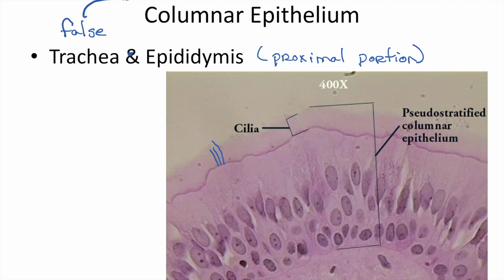So it looks like there are multiple layers of cells here because you have several different groups of nuclei at different levels. But in reality, every single one of these cells has part of its cell membrane that comes down and touches this basement membrane here. So it looks stratified, but it's actually not stratified, which is where the pseudostratified portion of the name comes from. In the trachea, this makes up the mucociliary escalator.